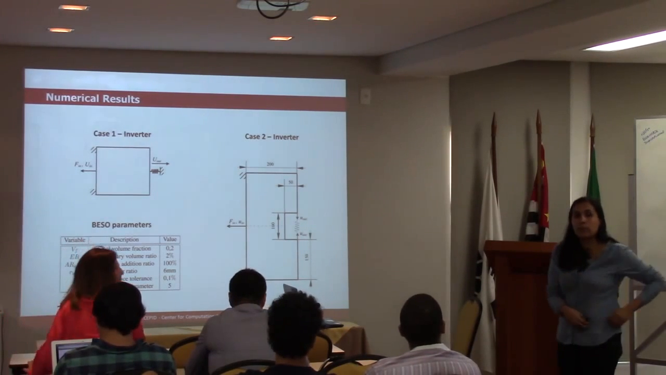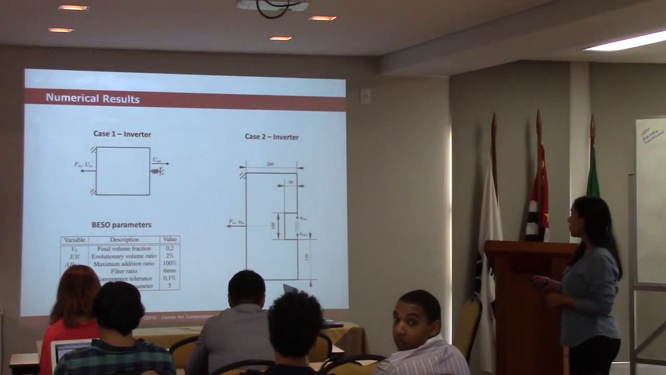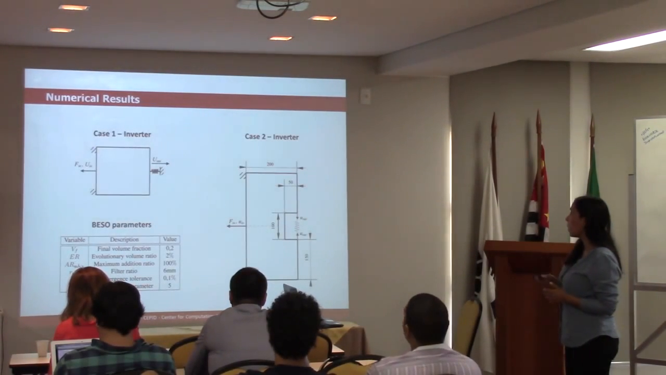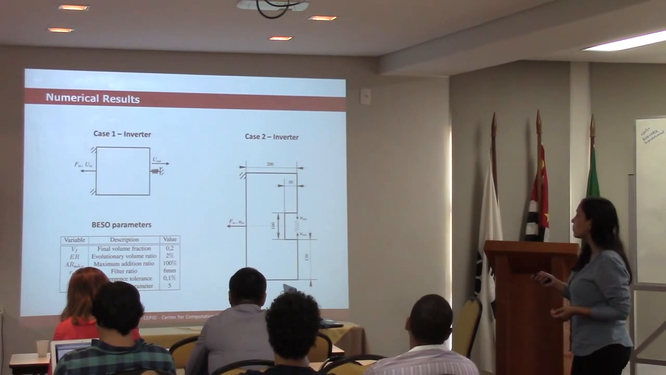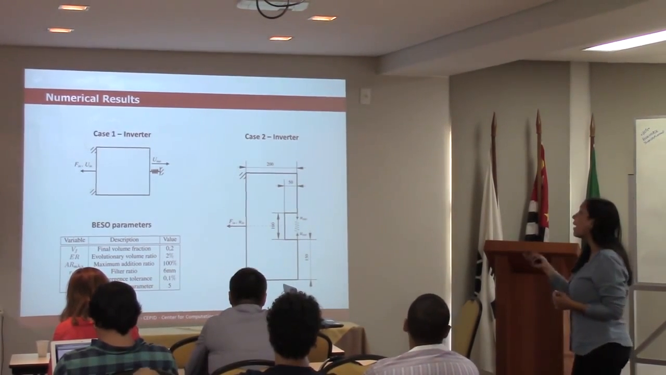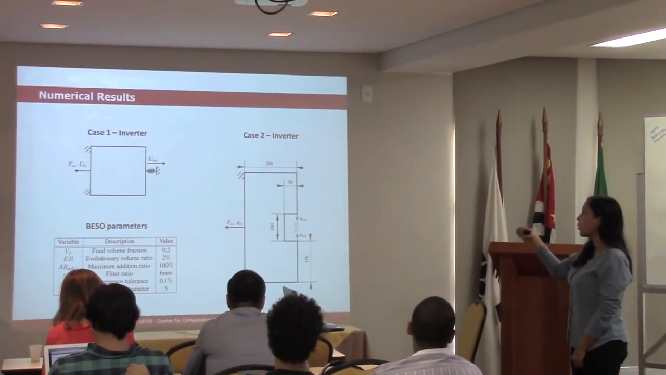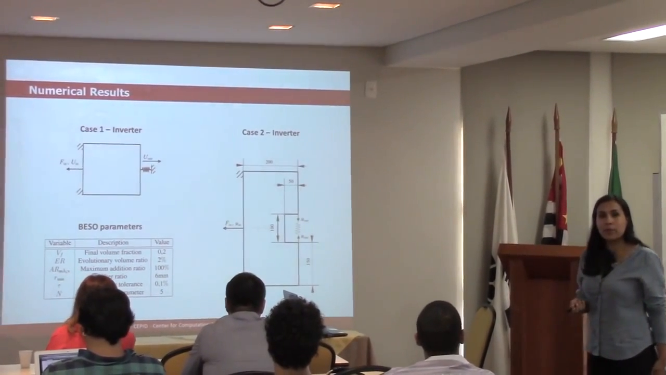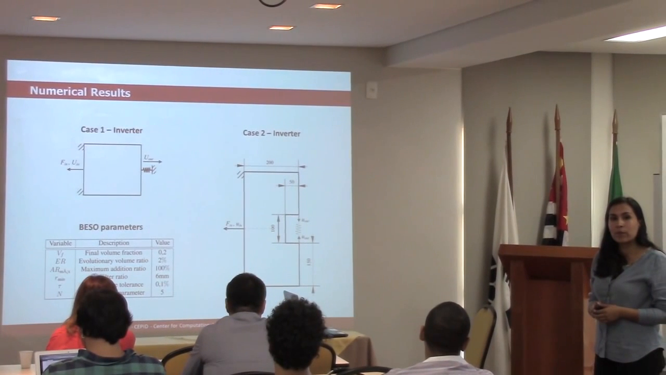Sorry, but why do you have two different drawings? What is case 1 and case 2? I have case 1 and case 2. Case 1 is an inverter, and case 2 is a gripper. Okay, thank you. So what should an inverter and a gripper do in a mechanical system? They're actuators.